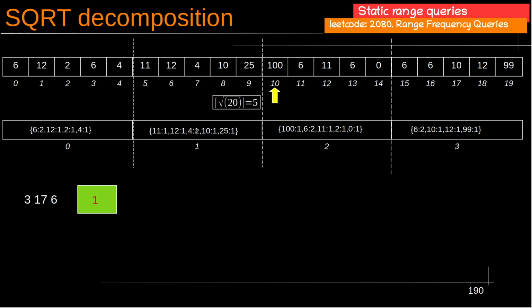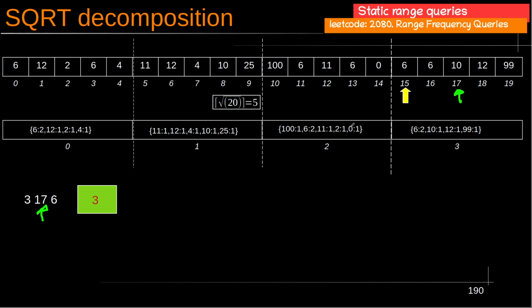10 is the beginning of a block. So we check on that block how many 6s. We have 2 6s as you see here. So we update the answer. 1 plus 2 is equal to 3. And we jump to the next block. 15 is also the beginning of a block, but we have to be careful here because we don't look at the entire block here. We stop at 17.